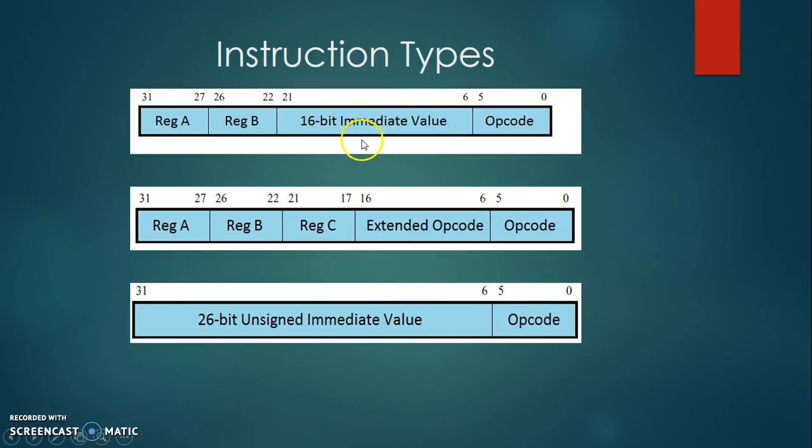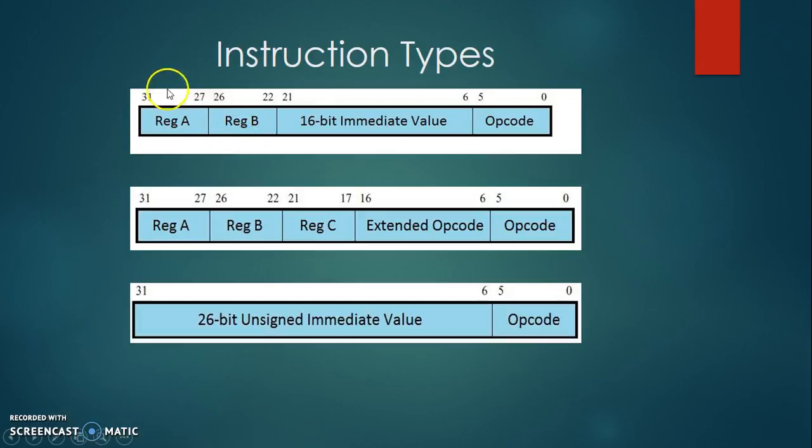In I type, it's usually the immediate value. That's why it's called I type. Then we have register A, register B. These are usually the addresses. Similarly, in R type, there are register A, register B, register C. These all are the addresses which point to the register bank. They are usually 5 bits long to point to the 32-bit registers.